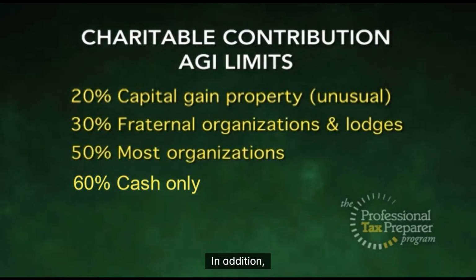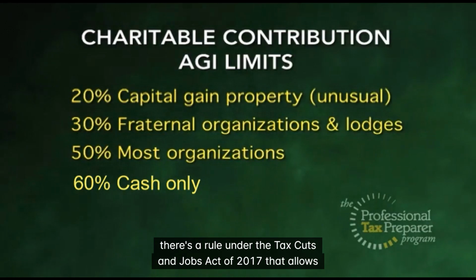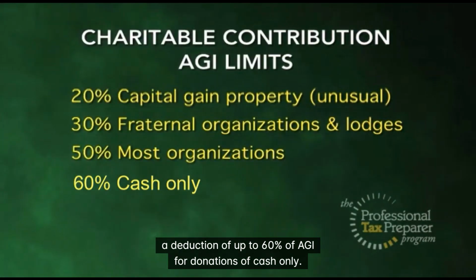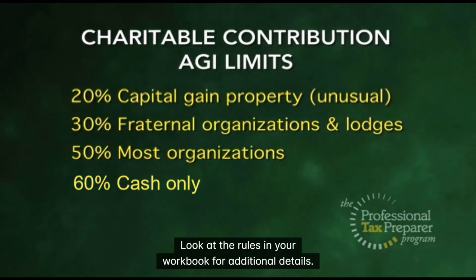In addition, there's a rule under the Tax Cuts and Jobs Act of 2017 that allows a deduction of up to 60% of AGI for donations of cash only. Look at the rules in your workbook for additional details.